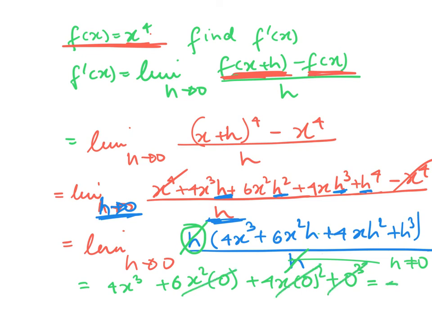So we are left with 4x to the power of 3. This is the first derivative of the function x to the power of 4.